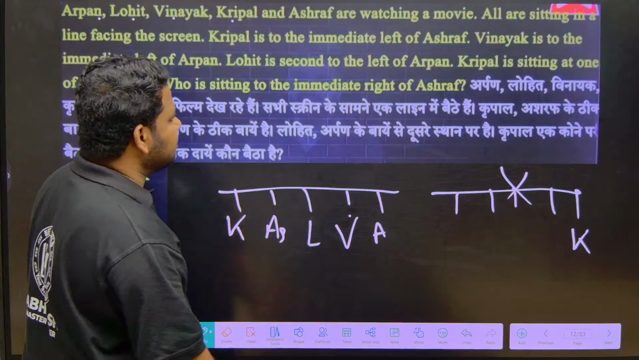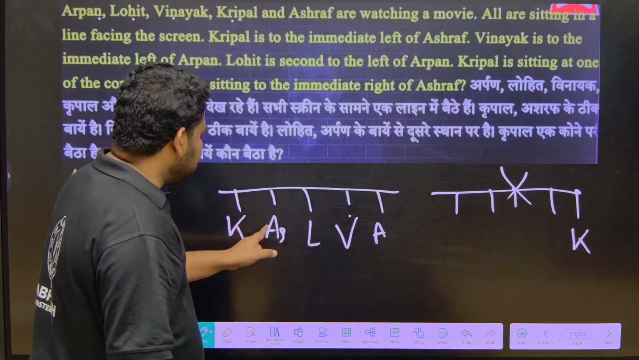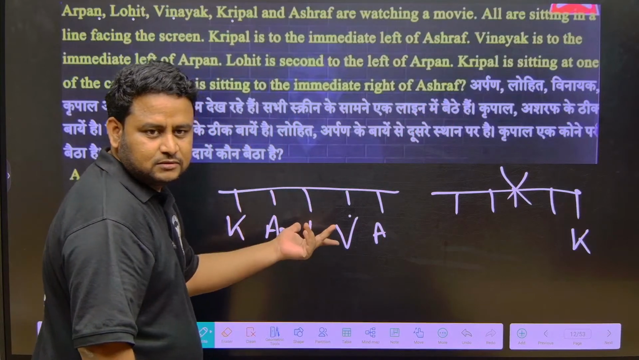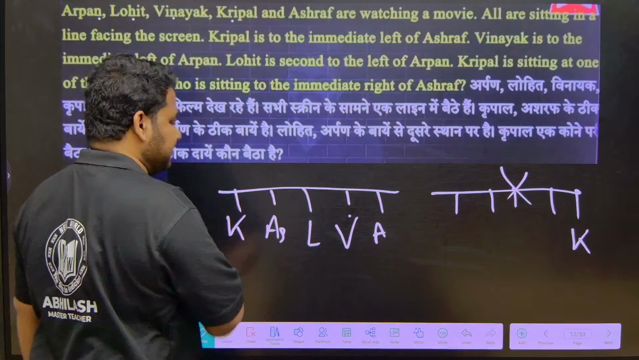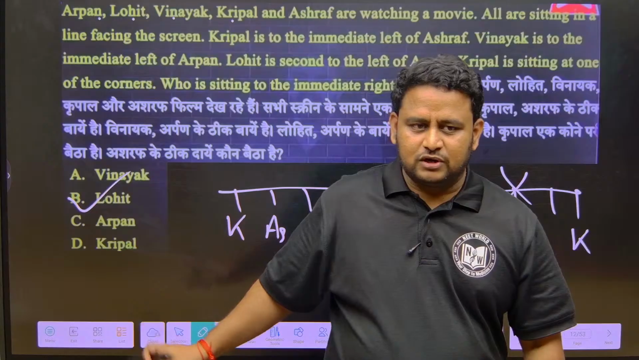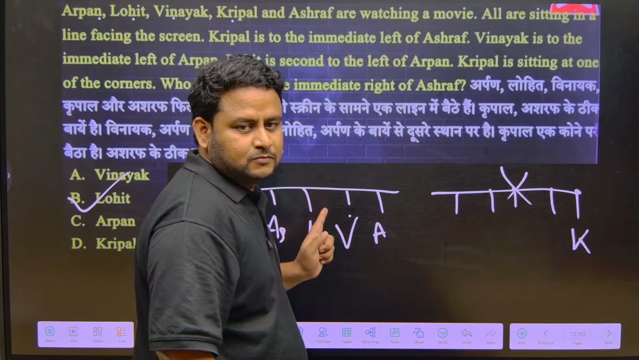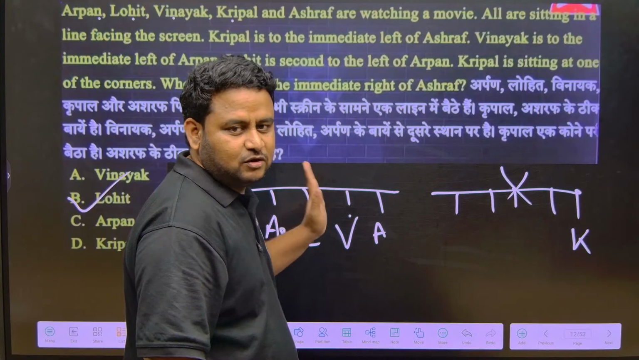Now what is the question they are asking? Who is sitting to the immediate right of Ashraf? Lohit, correct? The answer is Lohit, option B. Clear? Alright, let us move to the next question. Here you should be careful. It is facing north. Watching a movie, anything, it is facing north. Done?